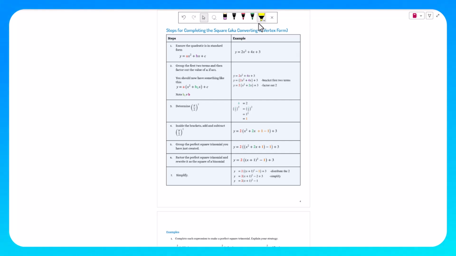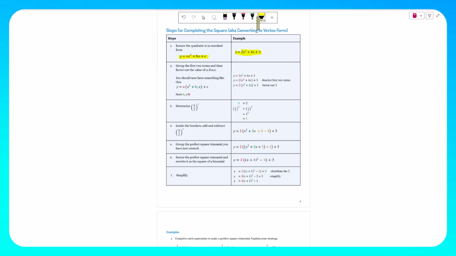So let's start with a quadratic that is in standard form, y equals ax squared plus bx plus c. And we're going to use the example of y equals 2x squared plus 4x plus 3 to work through, as we explain it. Some of these steps are going to seem strange at first, but as you go through, you'll see how nicely it works out.